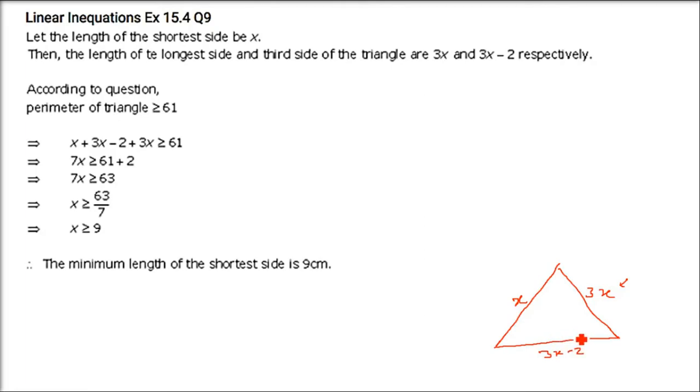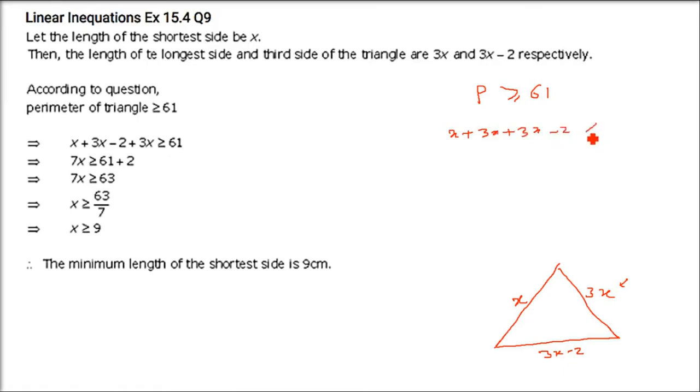Now the perimeter is at least 61. It is kam se kam, at least 61. So perimeter is greater than or equal to 61. That is either 61 or greater than 61. So what is the perimeter of a triangle? Not only triangle, any shape. The perimeter is only the length of the sides added, the boundary length.